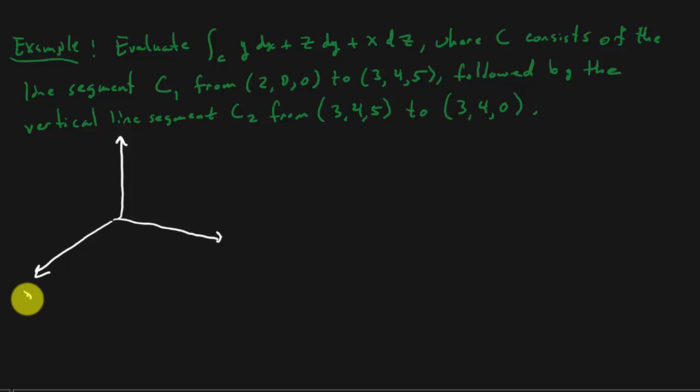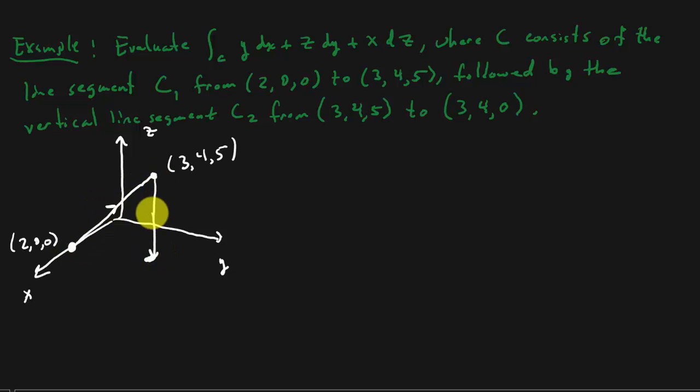All right, so there's x, y, and z. And I've got the point (2,0,0). So that would be (2,0,0). And then the point (3,4,5)? That would be about right in here somewhere. You should know how to plot these. You've already done that. And then the point (3,4,0), that would be about right in there. And so we're going from here to here, and then we're going from here to here. Okay? There we have it.